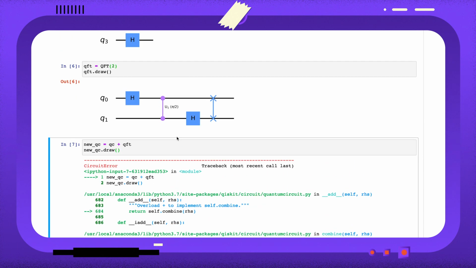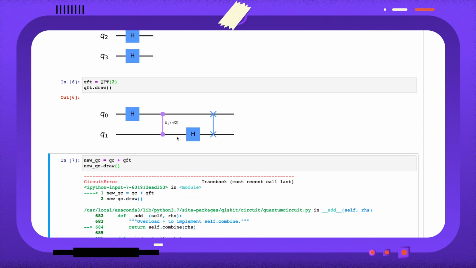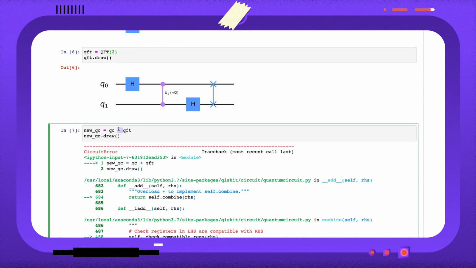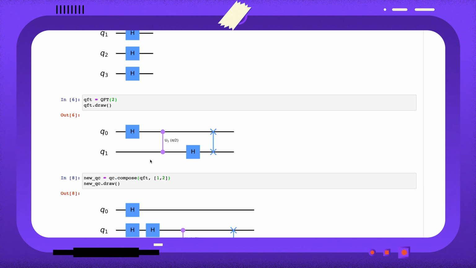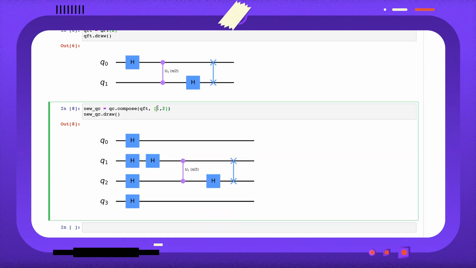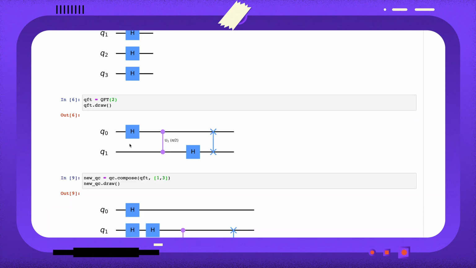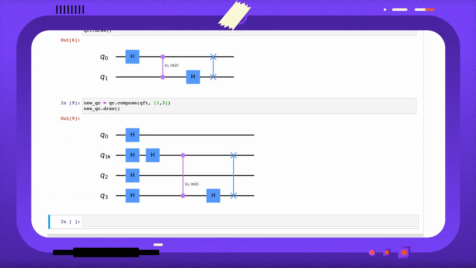One way we can combine them is through the compose method. Here, we're adding the circuits QFT to QC and telling Qiskit that we want the first qubit of QC to act as the 0th qubit of QFT and that we want the second qubit of QC to act as the first qubit of QFT. And if I change this 2 to a 3, we can see that the first qubit of QFT is now acting as the third qubit of QC.